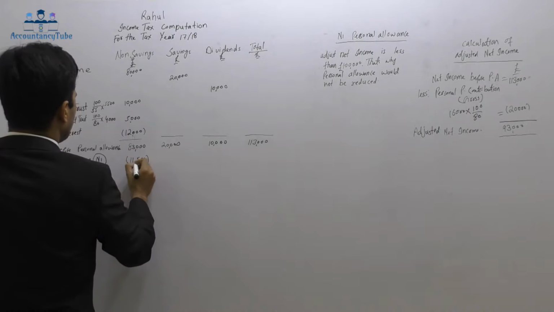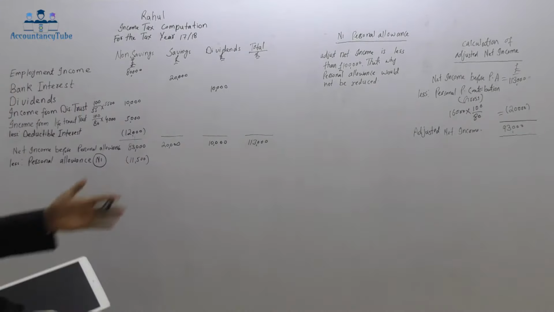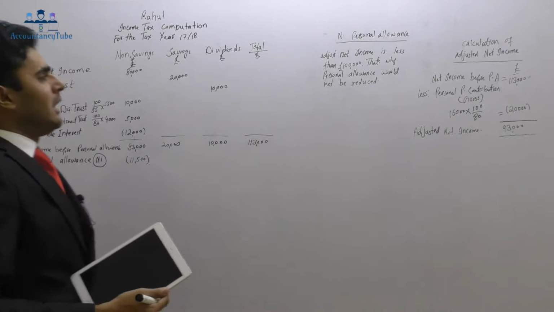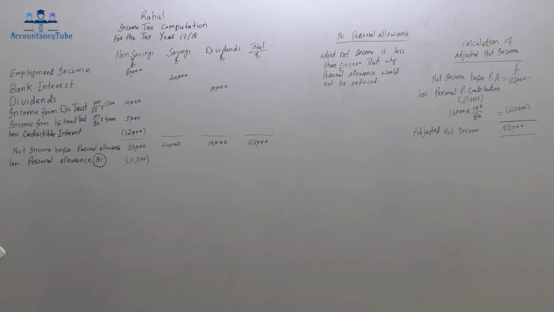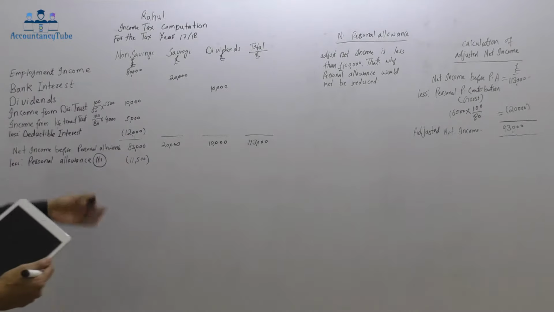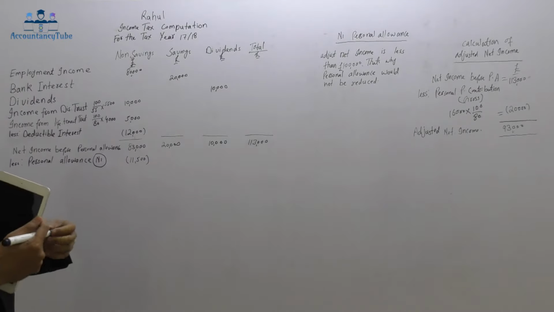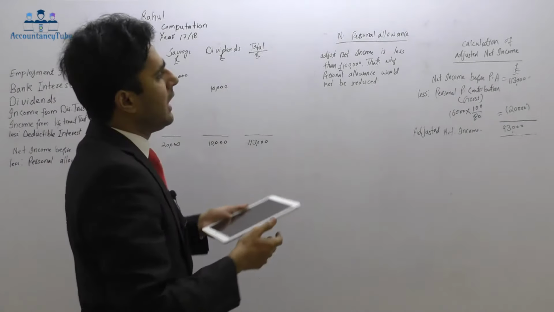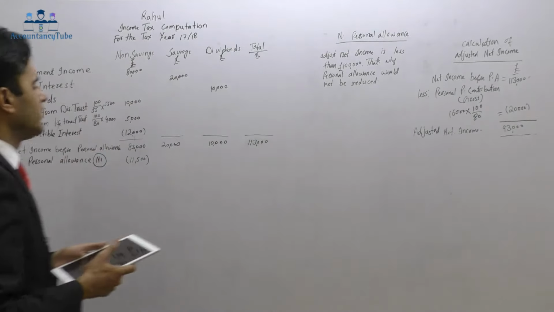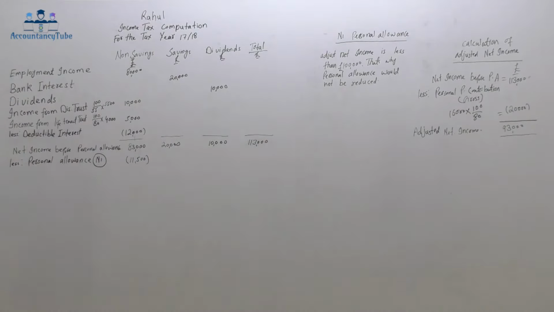Now we could have written 11,500 straight away without mentioning this point, but if you do not mention this point, you would not get the mark for personal allowance, because there will be a couple of marks in the exam question. So in order to gain them marks, you need to state to the examiner that you know this rule, how to reduce the personal allowance. All right, so that's how you do it. Right, so that was our personal allowance.